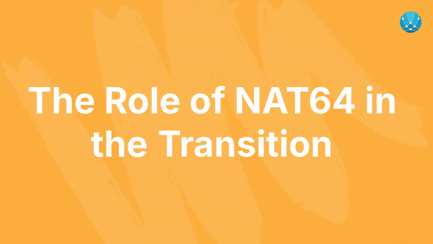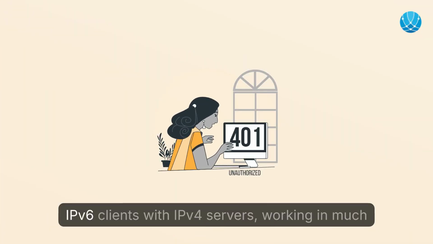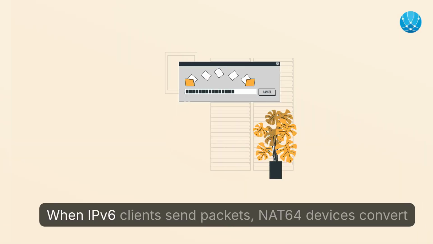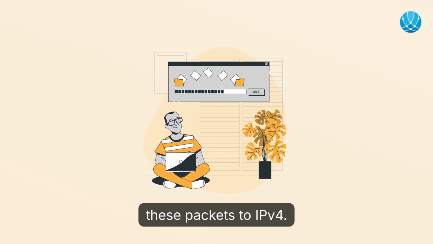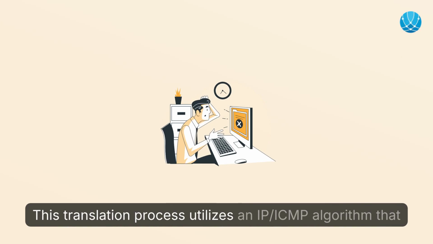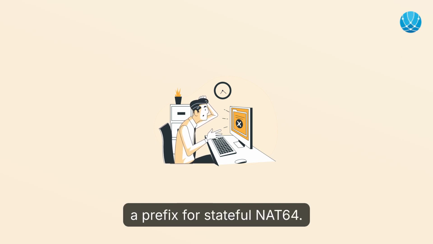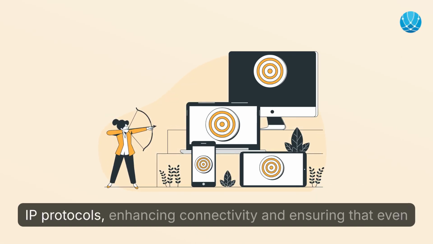The role of NAT64 in the transition. NAT64 lays down a vital foundation for connecting IPv6 clients with IPv4 servers, working in much the same way as Network Address Port Translation, or NAPT. When IPv6 clients send packets, NAT64 devices convert these packets to IPv4. This translation process utilizes an IP/ICMP algorithm that maps IPv4 addresses to IPv6 addresses, complete with a prefix for stateful NAT64. Overall, NAT64 simplifies the interaction between two distinct IP protocols, enhancing connectivity and ensuring that even as the world transitions to IPv6, no service is left behind.